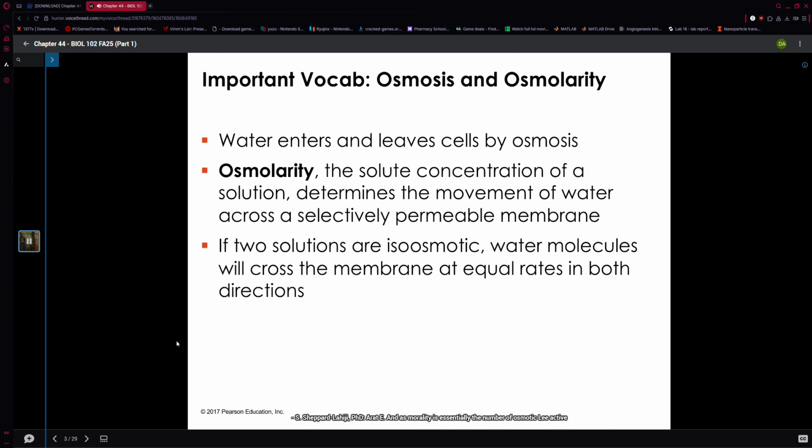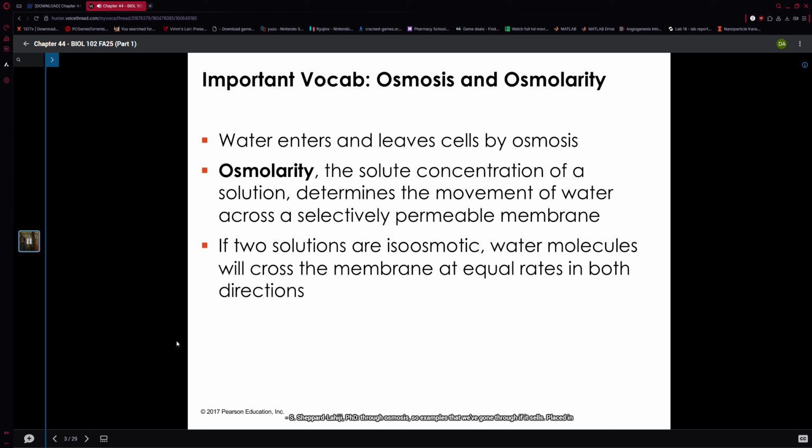Then there's osmolarity. And osmolarity is essentially the number of osmotically active moles of solute per liter of solution. And when it comes to osmolarity, we can use terms like hyperosmotic or hypoosmotic or isoosmotic, as you see here. And so if two solutions are isoosmotic, that means they move across the membrane at equal rates in both directions. And this should remind you of the concept of tonicity, which is from Bio 100. And that's the measure of the ability of a solution to change the volume of a cell through osmosis.